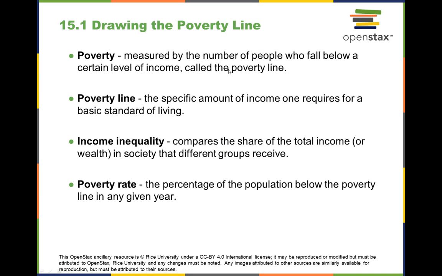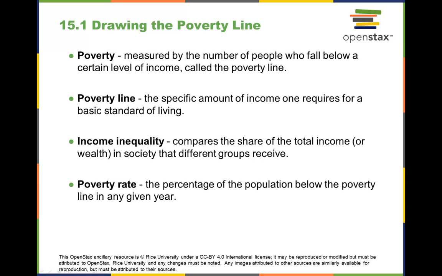But just to look at some of these terms, poverty is measured by the number of people who fall below a certain level of income, called the poverty line. And the poverty line is the specific amount of income one requires for a basic standard of living. So whenever we talk about the poverty rate, that's the percentage of the population that falls below this poverty line.